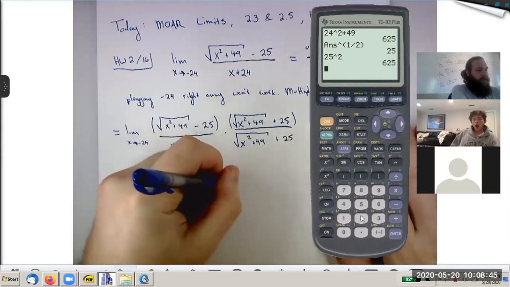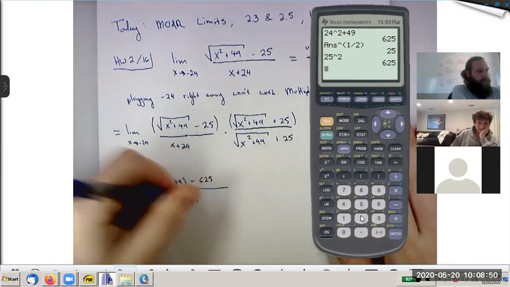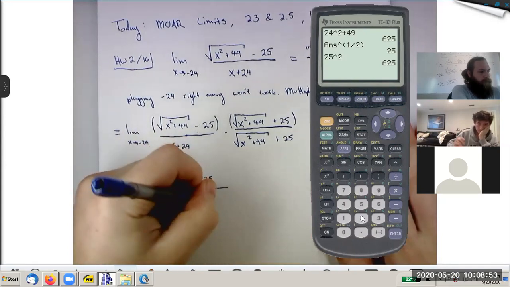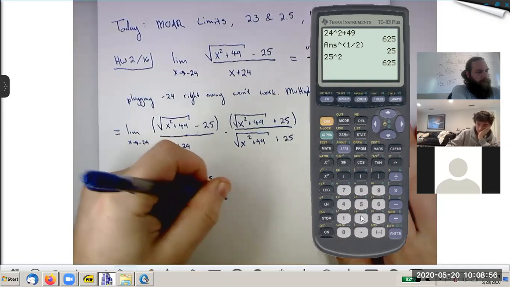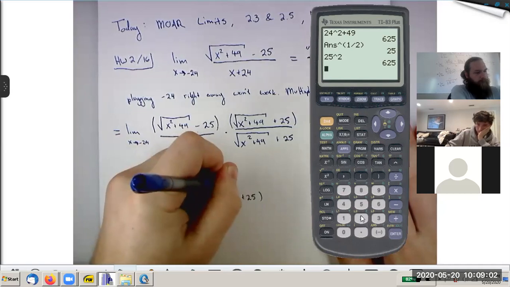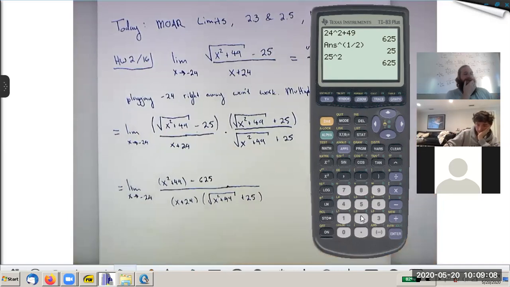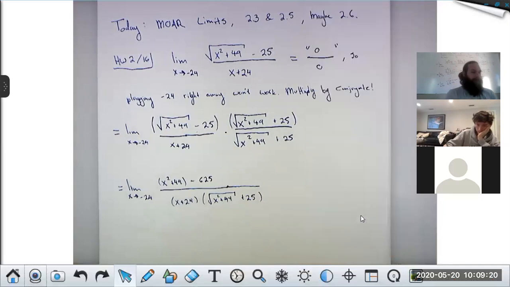Now the rest of this is downstairs. I have my x plus 24 times the square root of x squared plus 49 plus 25. And I know that my goal is to cancel this factor, the x plus 24 factor. So I shouldn't do anything with that. I shouldn't distribute these out. I should not multiply this across this. My goal is to cancel this factor, which means I need to leave it there as a factor. But what I will do is combine like terms in the numerator and see if I can factor that.